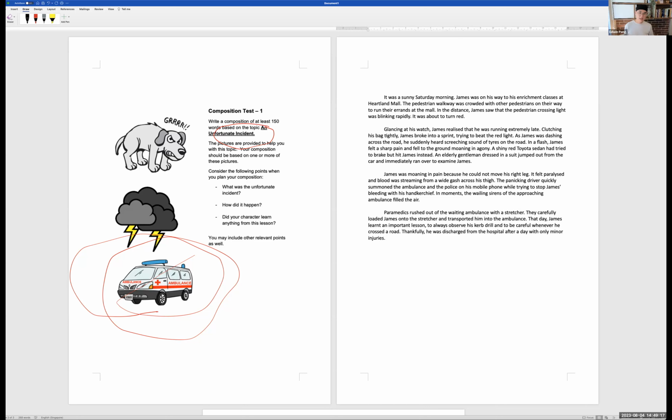Okay, so I will end the story there. Notice in my conclusion, I end the story. What happens to James? He is brought away in the ambulance. What lesson did James learn? He learned about the importance of observing the curb drill and about watching out for traffic. And did he ultimately sustain any serious injuries? No, he didn't. Thankfully, he was discharged with only minor injuries.